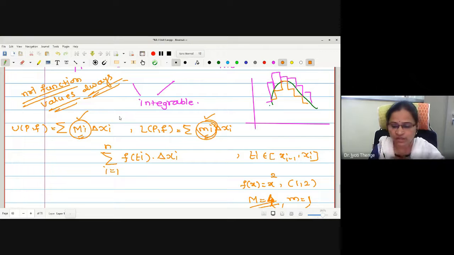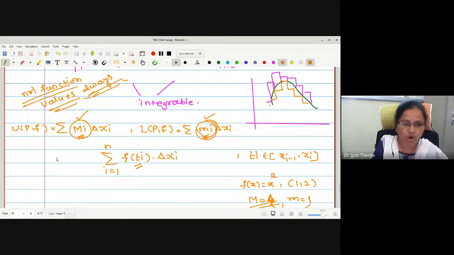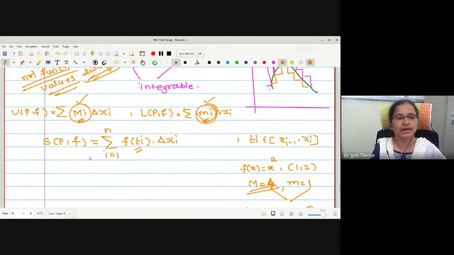Okay, therefore what correction Riemann has made: the suprema and infima he has replaced with an arbitrary function value, and he has defined this to be a new sum called the Riemann sum, and the notation uses only S. S stands for sum. Okay, therefore this is S P F. New sum defined by Riemann, therefore this is called the Riemann sum. This is called the Riemann sum.